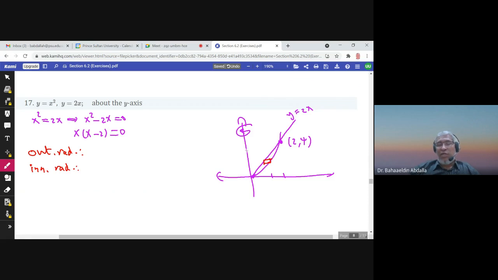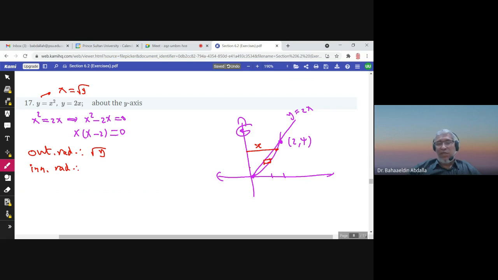The outer radius is the distance from the axis of rotation to the outer curve. We reach a point on the curve, so it's x, y. So it's x of the curve. The curve is y equals x squared. So if we solve it for x, it would be x equals square root of y. We are on the positive side. So the outer radius is square root of y.